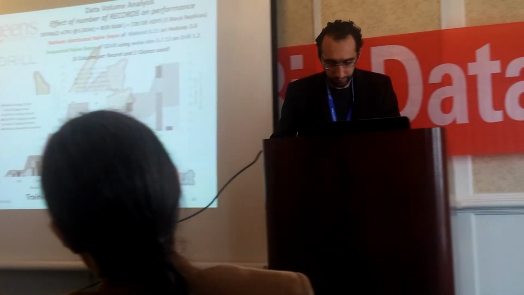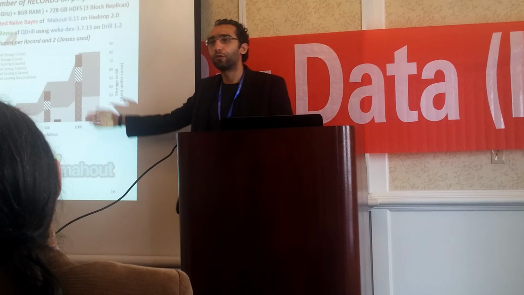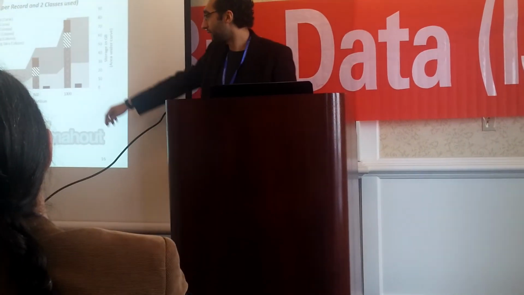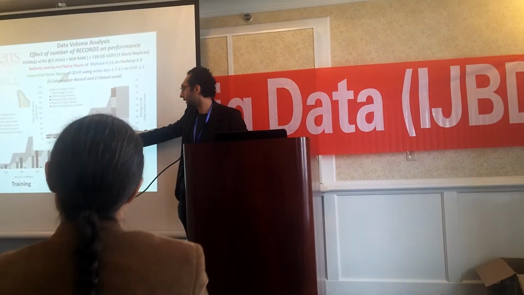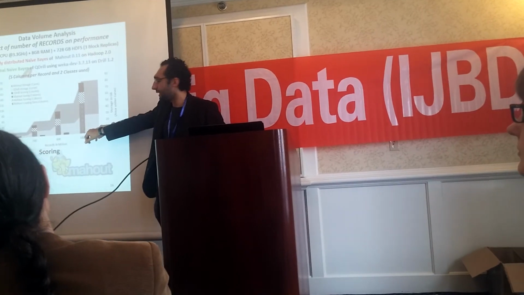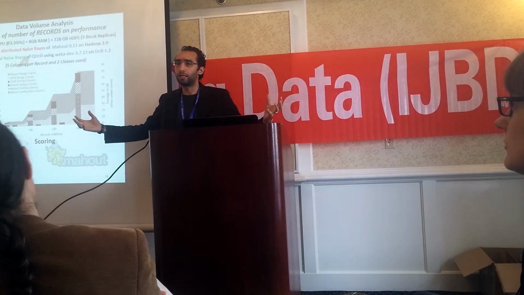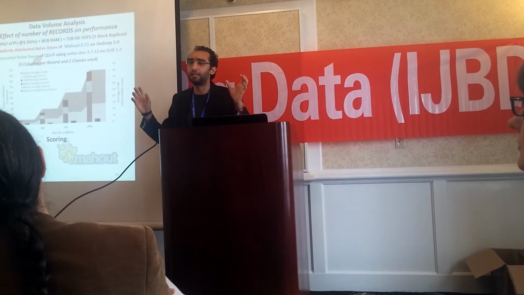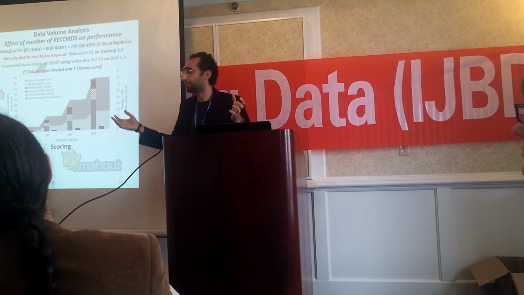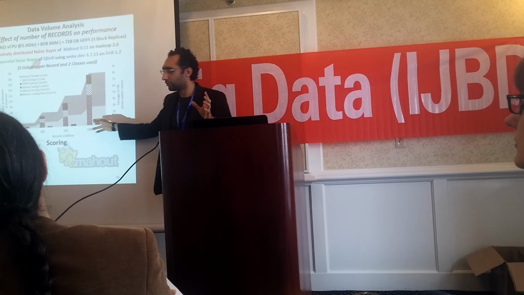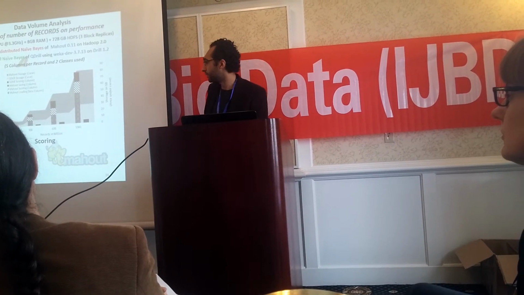For the scoring, QDrill always performs better than Mahout for obvious reasons. It doesn't do any data conversion, and everything is done in parallel. Basically, the trained model is distributed among all of the nodes so that when the data comes, it can run in real time actually, if you want to. So it just does parallel processing for the scoring.